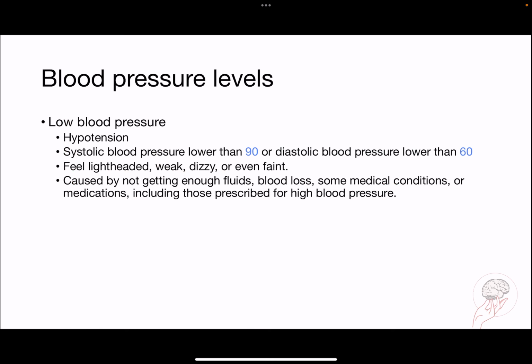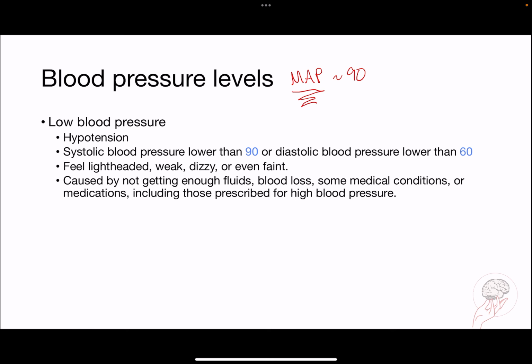So let's now think about low blood pressure, also known as hypotension. And this is when systolic blood pressure is lower than 90 or diastolic blood pressure is lower than 60. And again, remember that mean arterial pressure is around 90. So if our systolic is lower than 90, we can't overcome the mean arterial pressure, so we are not able to pump blood as effectively. So people often feel lightheaded, weak, dizzy, or even faint.